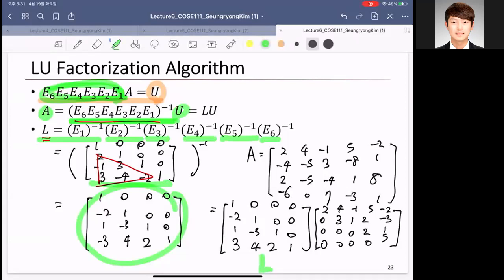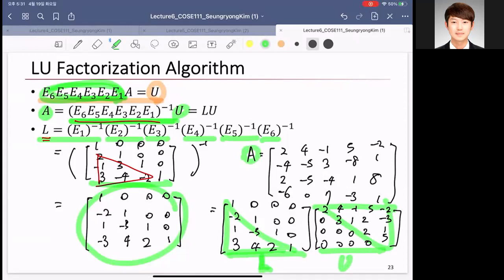This is matrix U, and this is matrix L. L and U come from the original matrix A. This is the LU factorization algorithm, right? It's very straightforward, but it's a very efficient way to solve your linear system.